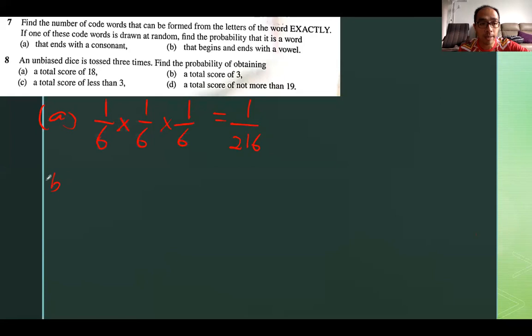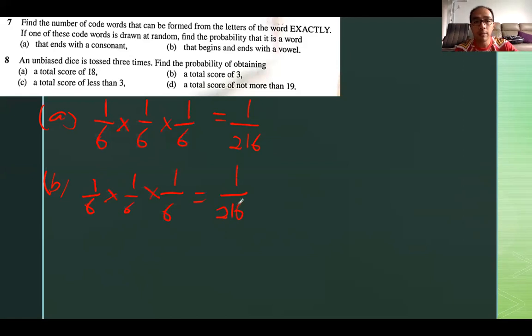Question B, total score of 3. If you're going to get a total score of 3, there's only one way in which it can happen. Is if every dice that you throw, you get 1, 1, and 1. What is the probability of getting number 1? It's also 1 over 6 lah, because there's only one number 1 in the dice that has 6 faces. So 1 over 6 times 1 over 6 times 1 over 6, which is 1 over 216.